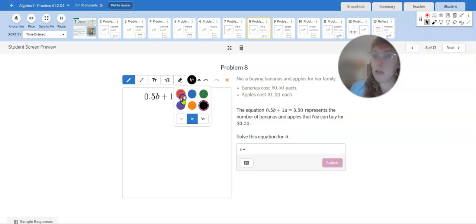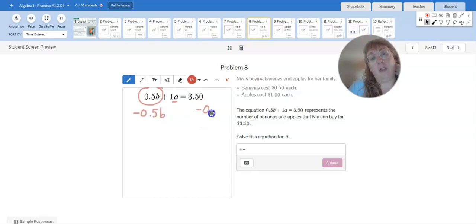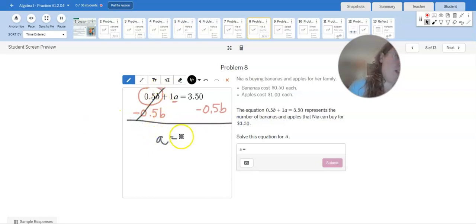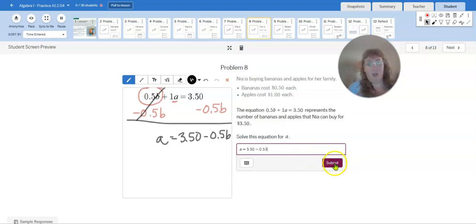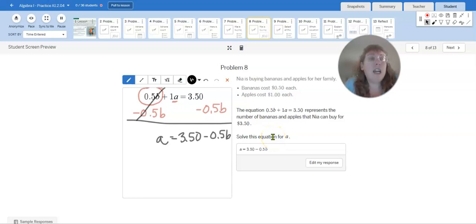So I know this is decimals, but don't worry, it's the same process. If we want to get a alone, we've got to get rid of this b term. It's positive, so we get rid of it by subtracting the whole term to the other side. And then we get 1a, or a equals 3.50 minus 0.5b. And that's it. At that point, it is solved for. So we don't have to do any dividing because it was just 1a. So we are all set. We're ready to go.